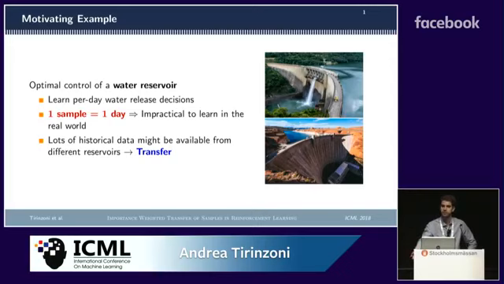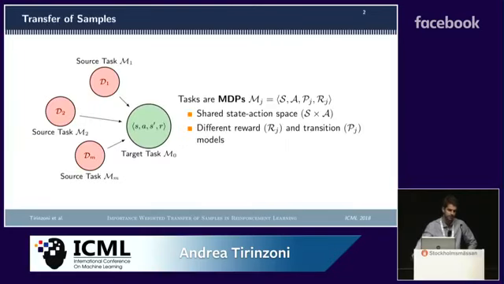Our solution will be to take all this data and transfer it to speed up the learning process in a new task. So in particular, in this work, we consider the transfer of experience samples. So we assume to have a set of source tasks modeled as Markov decision processes, where we assume a shared state action space, but arbitrarily different rewards and transition models.